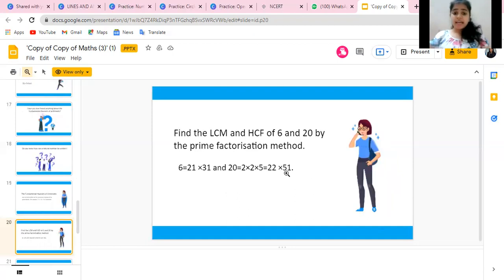Okay, find the LCM and HCF of 6 and 20 by prime factorization method. So 6 is equal to 2^1 into 3^1. We can also find it by Euclid's division algorithm. And 20 is equal to 2 into 2 into 5, which is equal to 2^2 into 5^1. Okay.